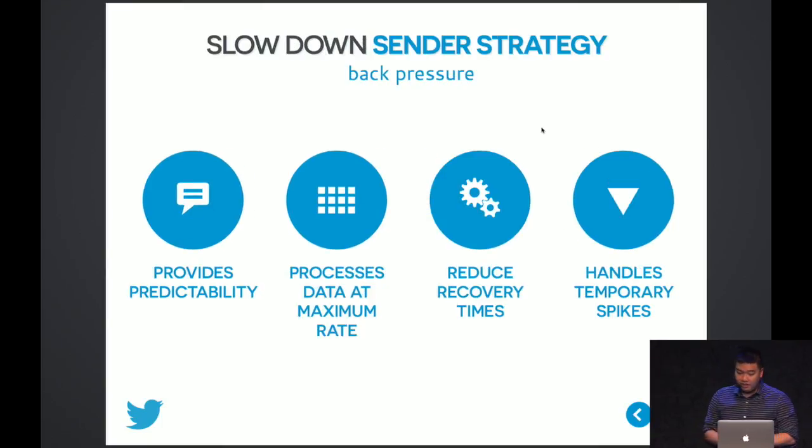And also, we have the strategy that slows down the senders, the back pressure. It provides very good predictability because we have metrics. We know which component, which instance is causing this back pressure and for how long it caused. And it can process data at maximal rate. That's as slow as the slowest one. And it can reduce the recovery time. And it's able to handle some temporary spikes. Due to Twitter, we have some temporary spikes, some temporary huge traffic due to some instance.